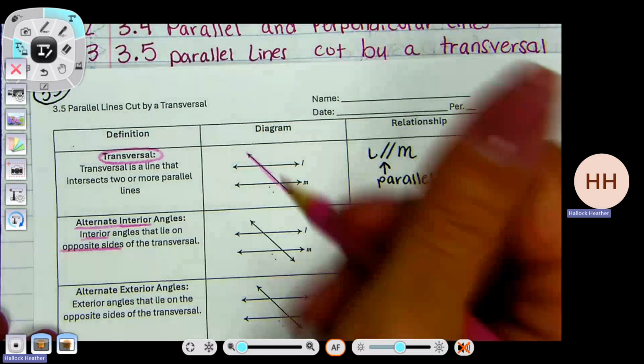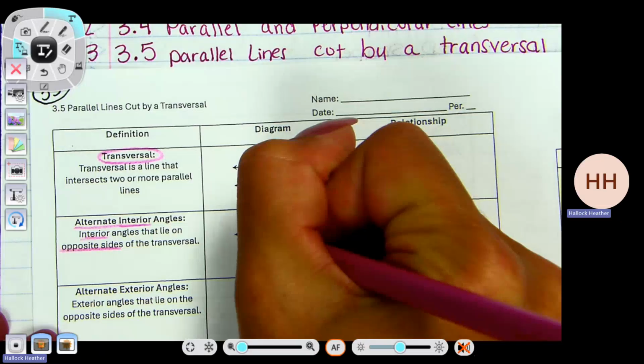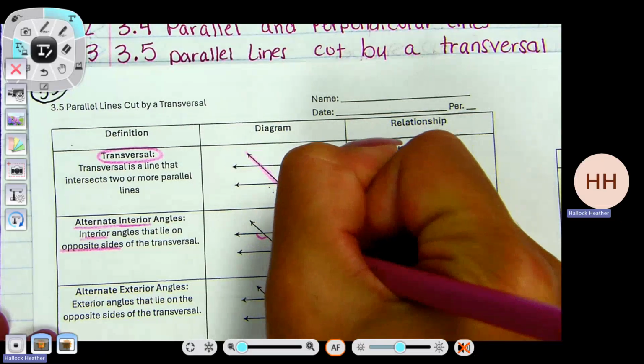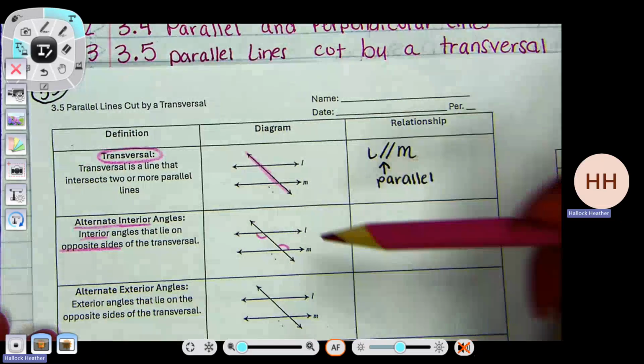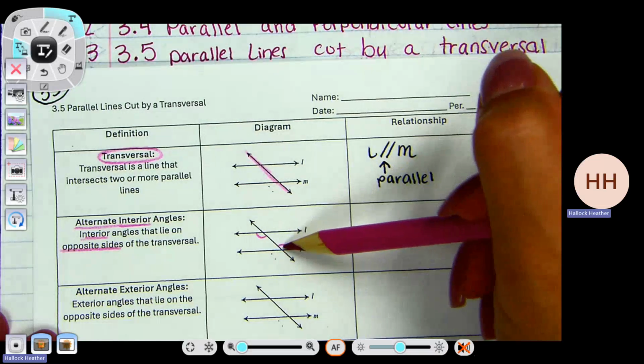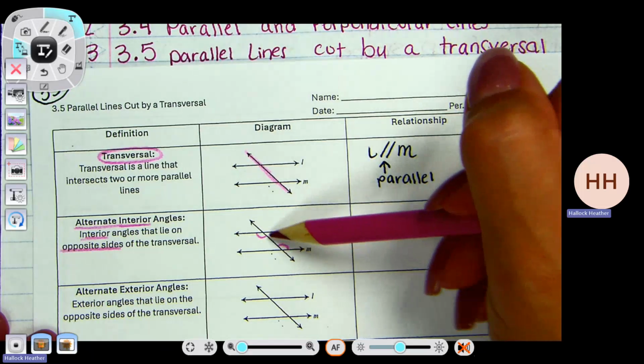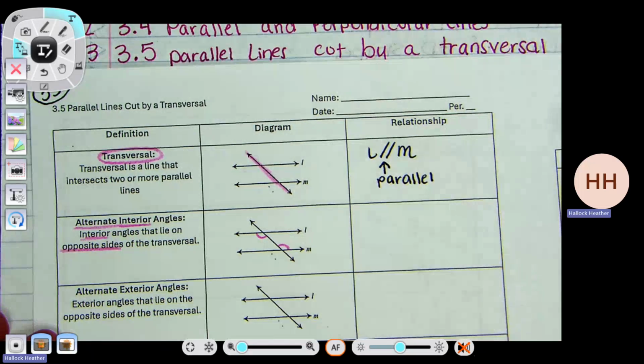So we're going to use the same color. We're going to put a little arc mark here, and we're going to put a little arc mark here. So it's on the inside of the parallel lines. They're in the interior section, but it jumps across the transversal. That is where it stands for alternate. Alternate means jumps across. Interior is on the inside. We're going to use our pencil.